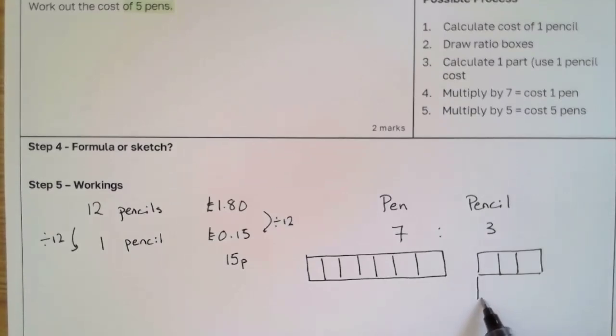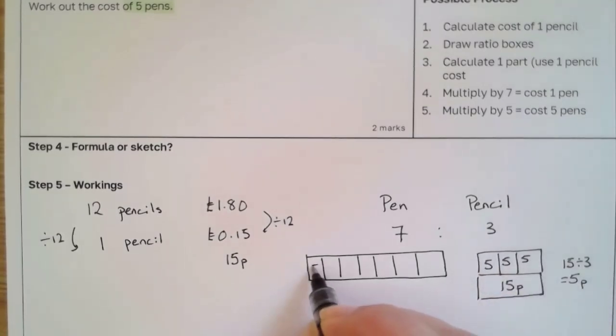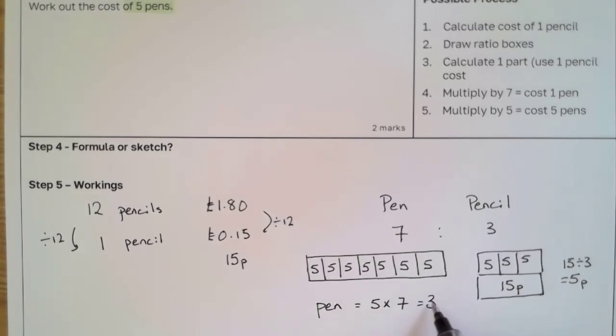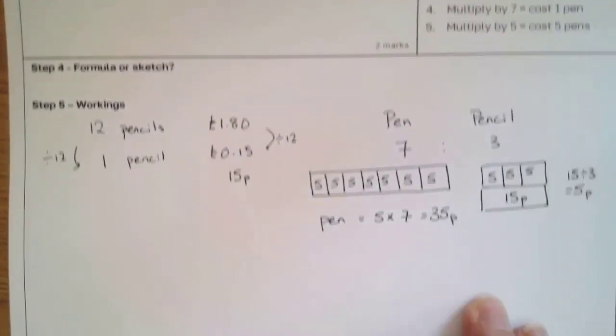And this is a part question, a sharing ratio part question, where the whole cost of a pencil is 15 pence. That means each part is 15 divided by 3, which equals 5 pence. So I'm going to put 5 into all of these boxes here. Every single box will always have exactly the same number in it. Then we look at the cost of a pen. So a pen costs 5 times 7 boxes. So one pen is 35 pence.